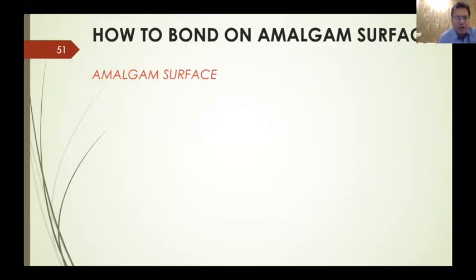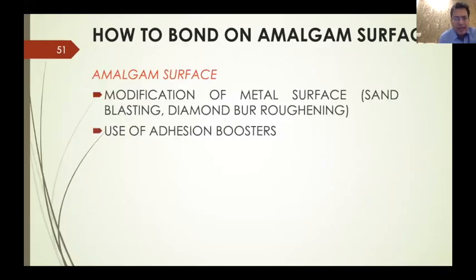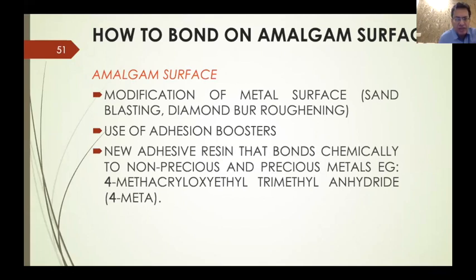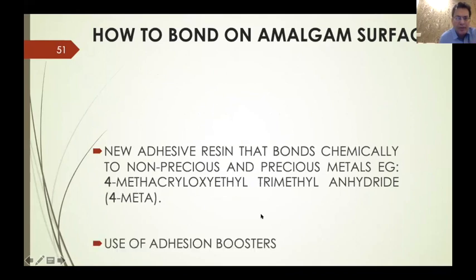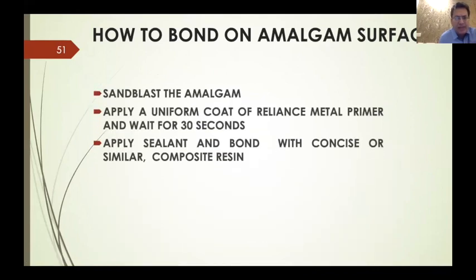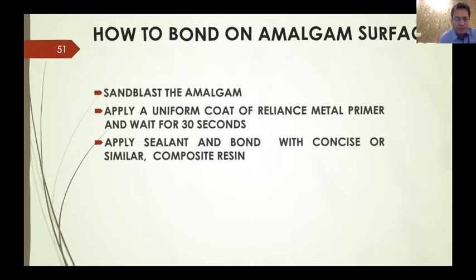How do you bond to amalgam? Bonding is simple. You roughen your surface with a diamond burr, use an adhesive booster, use 4-META, 4-methacryloxyethyl trimellitate anhydride. So 4-META is used for amalgam. Sandblast the amalgam surface, coat this layer, and then apply sealant and bond.